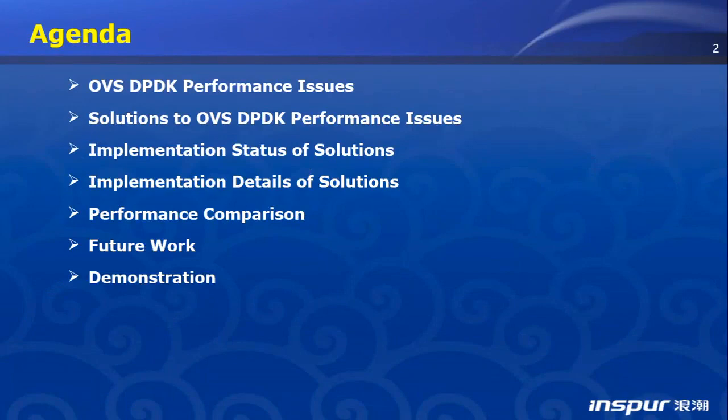I will elaborate OVS-DPDK performance issues, our solutions to them, implementation standards, and the implementation details of these solutions. Then I will show you performance data in my deployed OpenStack environment and the to-do list for the future. At last, I will demonstrate a performance test in my real OpenStack environment if the time is enough.